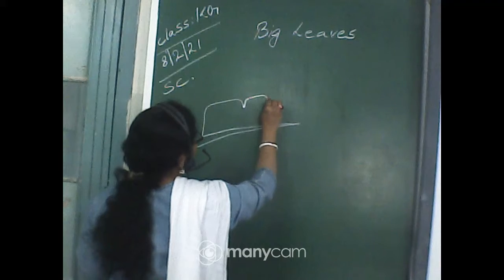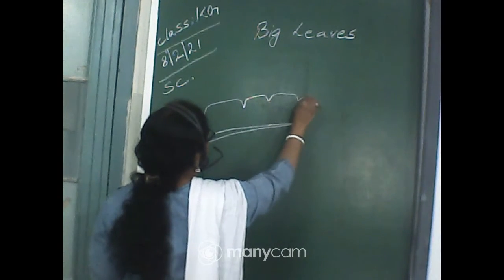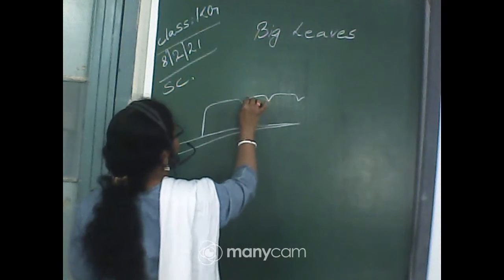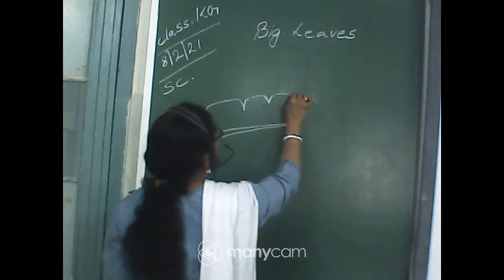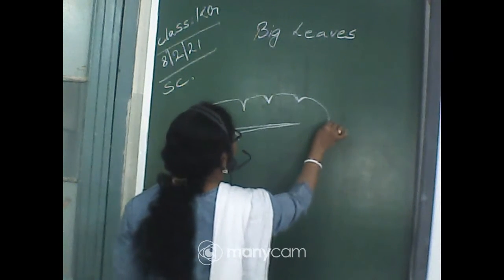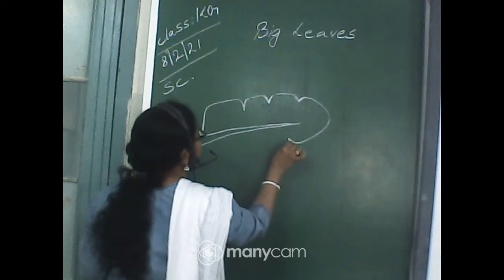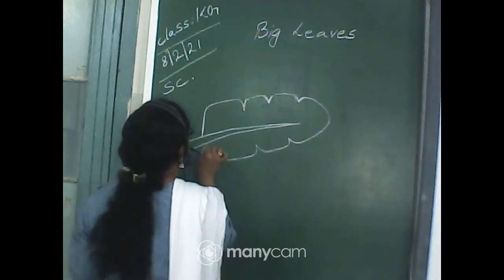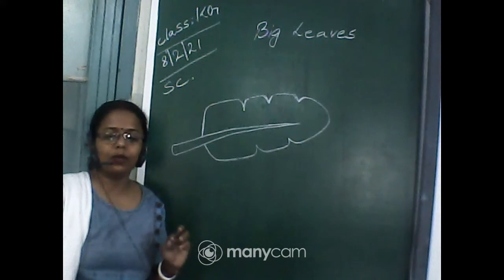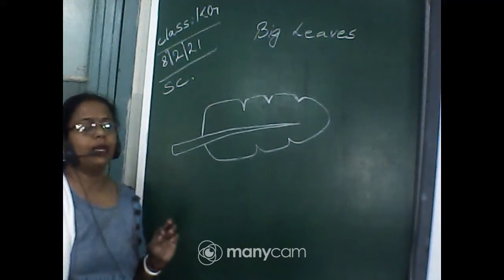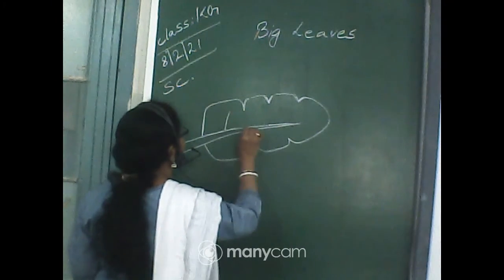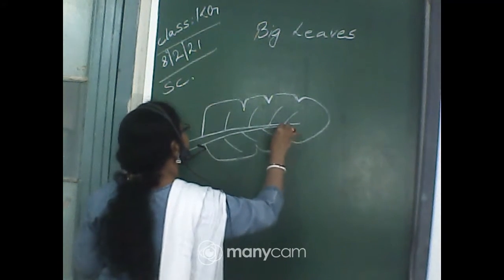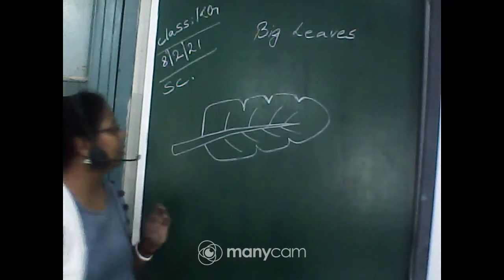So here a little bit of twist will be there, just like this, up, down, up, down, up, down, and here we will make a curve, and again like this, and here we will close it. Okay, so like this we will make our banana leaf and we will give some threads like this. So this is our banana leaf.